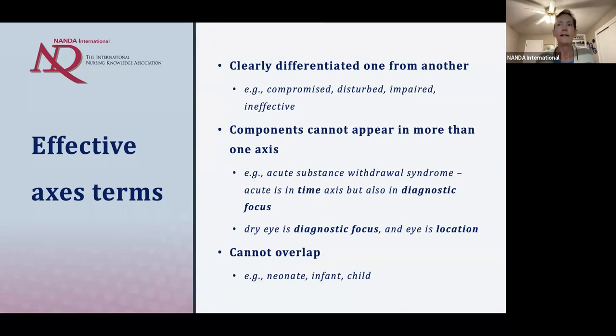Now that's difficult because there are times when we really want to differentiate a neonate, for example, from a toddler, because the responses are different. The causes of a diagnosis might be different. So we'll talk about that as we get to that axis, but it is important that they don't overlap. So these are three of the key things that we have to really do as we're working on axis development.